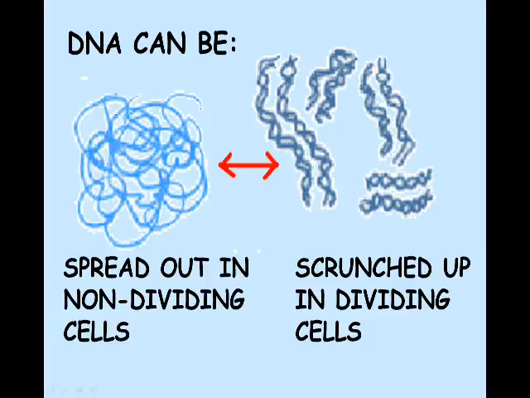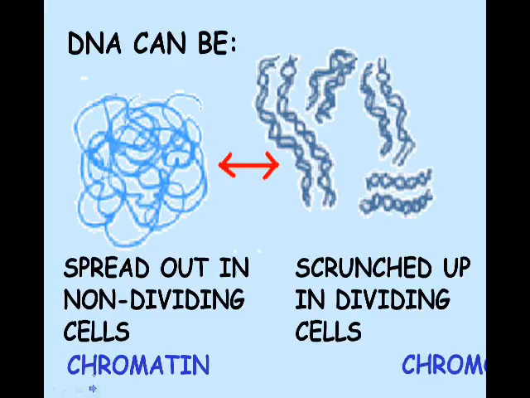DNA can exist in different forms in the cell. As unwound a little bit, it's still coiled, but not as tightly wound. Spread out, we said spread out in the nucleus of a non-dividing cell, we called it chromatin. Chromatin is the loosely coiled form. And if I want to move my DNA around, it's a lot easier to move it around if I scrunch it up, and if it's in the scrunched up form, we call it chromosomes. And the cell can switch back and forth between those 2 forms, depending on what's happening in the cell.